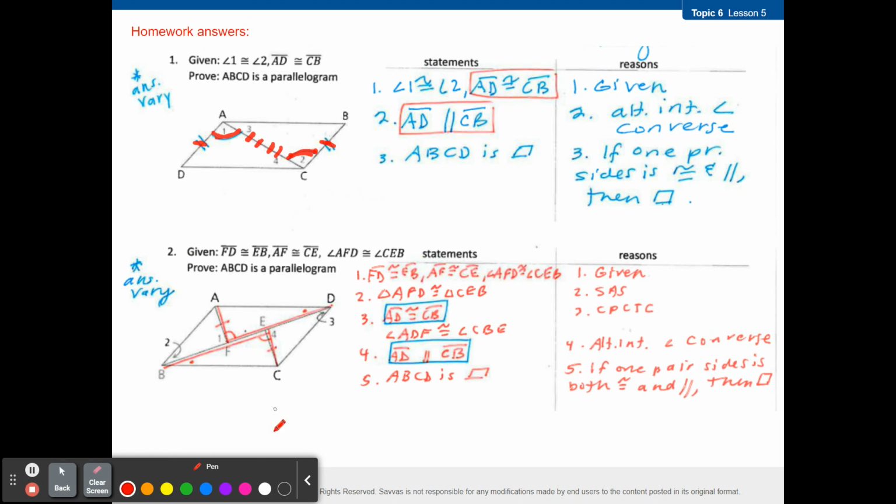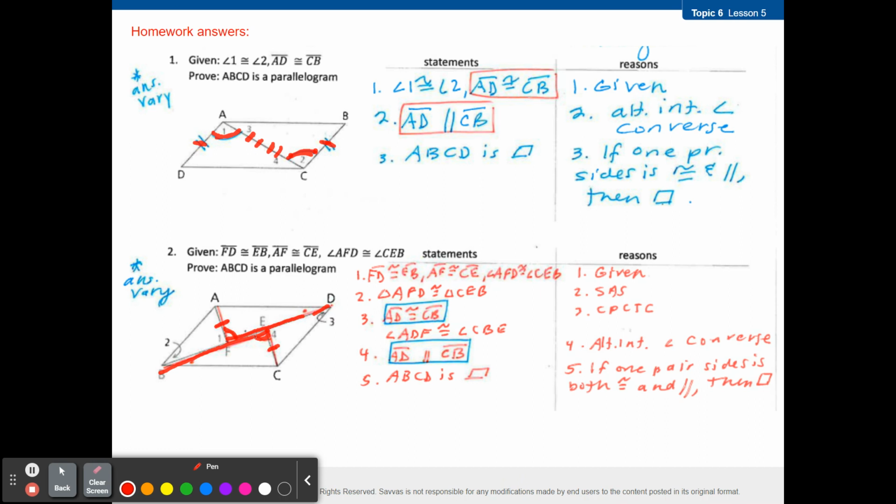All right, let's take a look at number 2. It says given FD is congruent to EB. So if you want to mark it, this guy right here is congruent to this guy right there. AF is congruent to CE. So AF is right here, CE is right there. And angle AFD is congruent to angle CEB. So AFD, this guy right here, is congruent to CEB, which is right there.